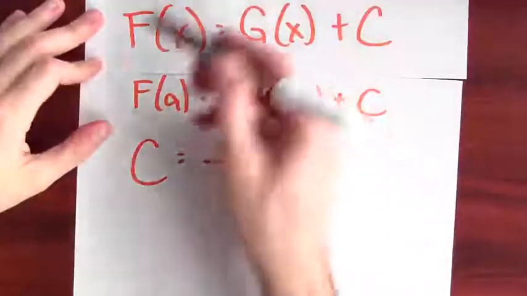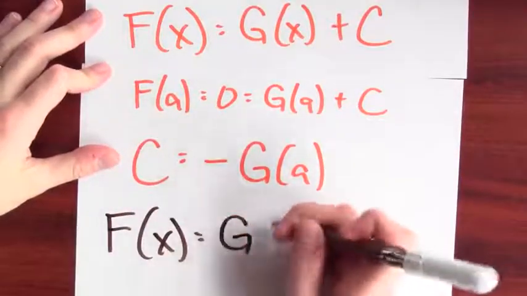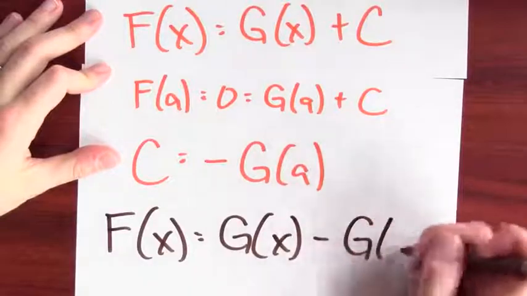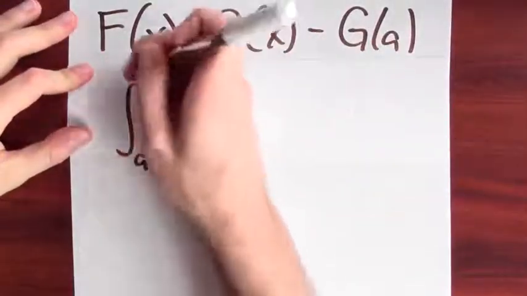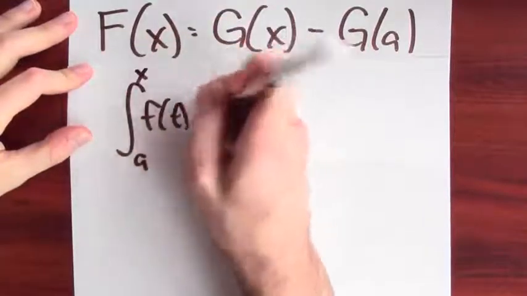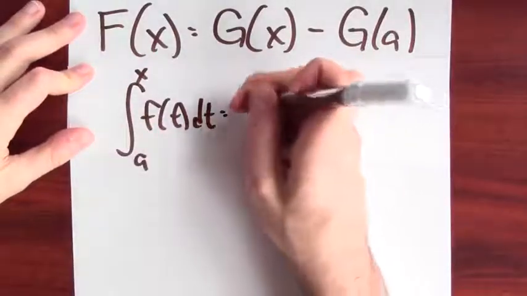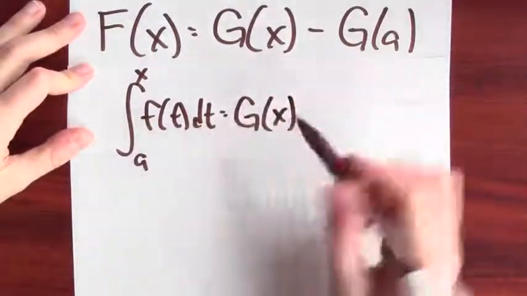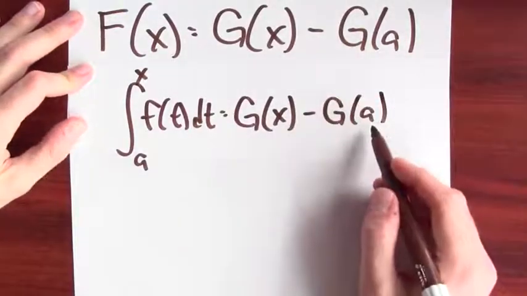Now we can put it all together. These two facts combine to give me that big F of x is big G of x minus big G of a. Does that help at all? Yes, this solves all of our problems. Remember what big F of x was: the integral from a to x of f of t dt. What this formula is telling you is that this integral is some antiderivative for little f, evaluated at x, minus that antiderivative evaluated at a.